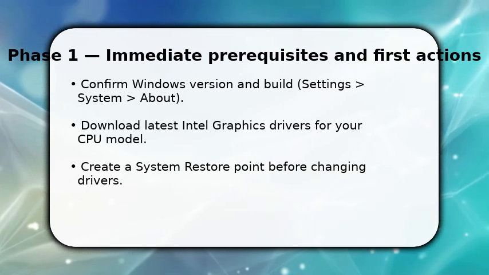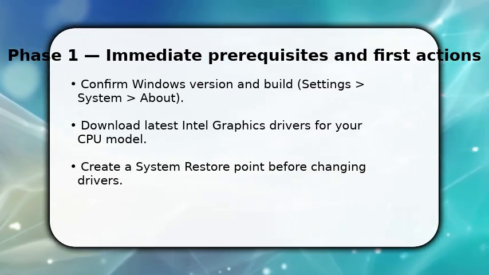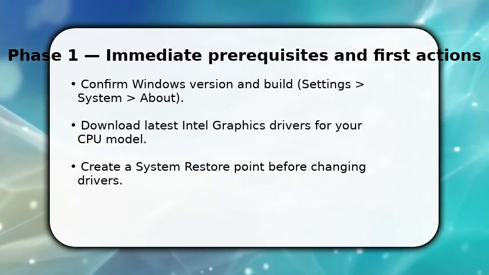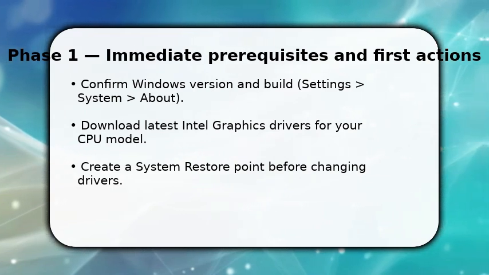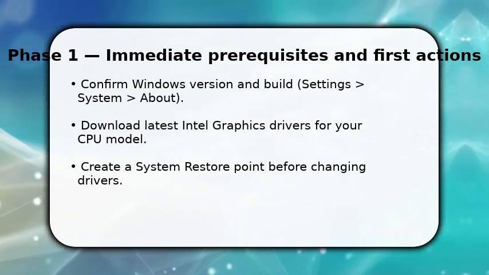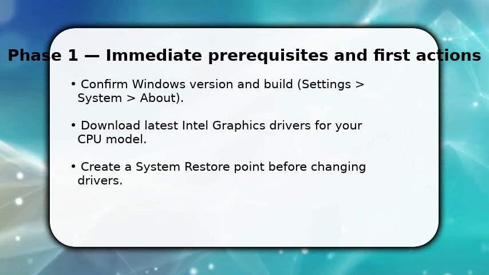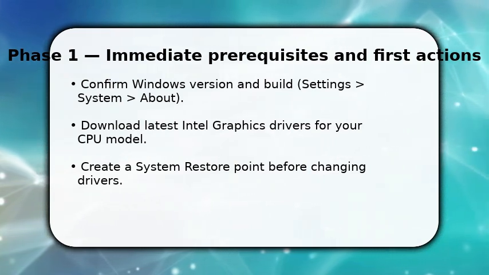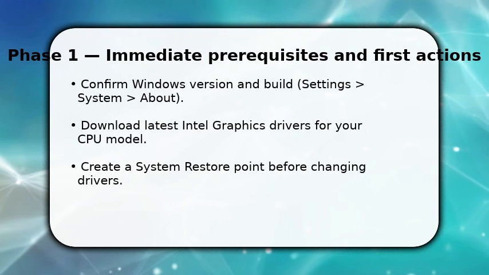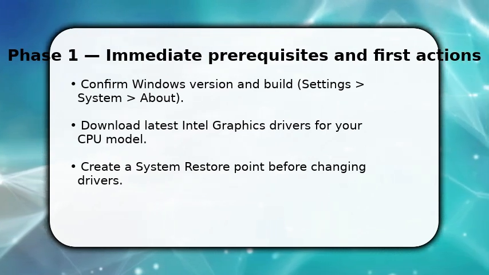Enjoy the video. You start by confirming your Windows version and CPU model so you fetch the correct Intel driver. This avoids mismatches. Next, download the latest Intel graphics driver package, not just the generic Windows update. Once done, create a system restore point so you can roll back if anything fails.